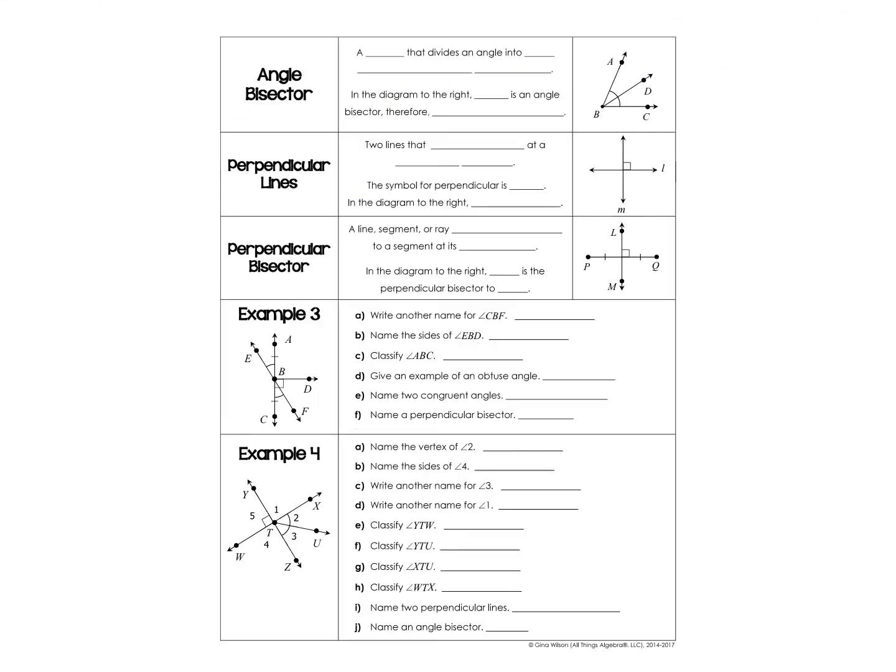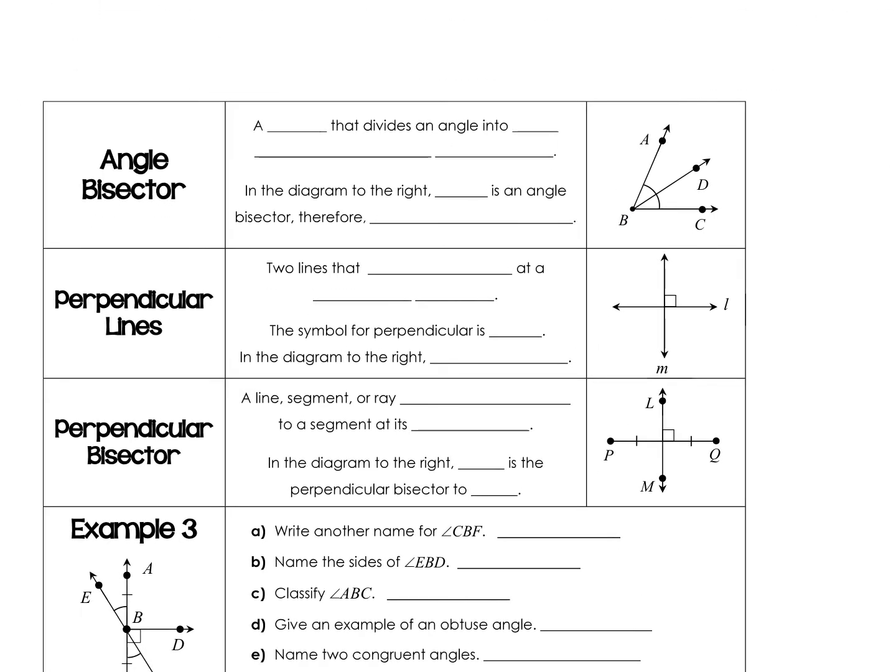All right. Next page. Angle bisector. So an angle bisector is a ray that divides an angle into 2 congruent angles. In the diagram to the right, ray BD is an angle bisector. Therefore, angles ABD and DBC are congruent.